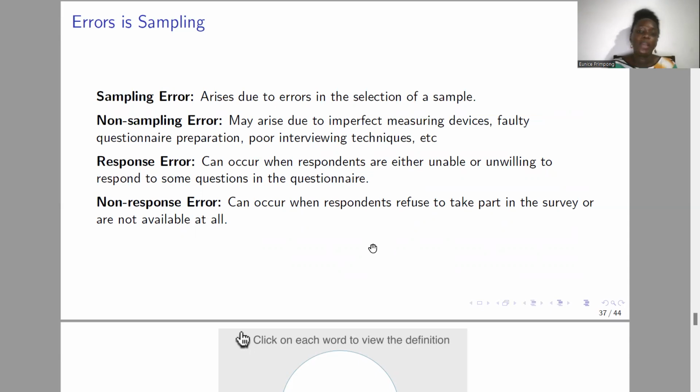We also have non-sampling error, which may arise because there might be an error in your questionnaire, or you may not have asked the question well, and so your respondent didn't understand what you were trying to say, and many more. There can also be a response error, where the respondents are unable or not willing to respond to some of the questions that you ask them. And then we can also have a non-response error, where the members of your sample refuse to give you any form of information regarding your study. They are just unwilling to participate in your study.